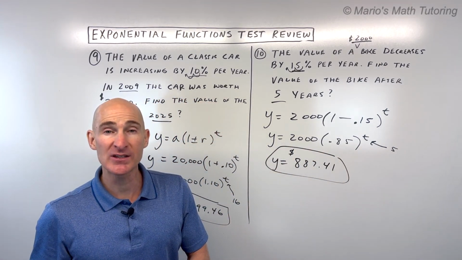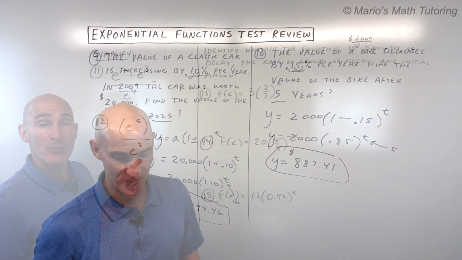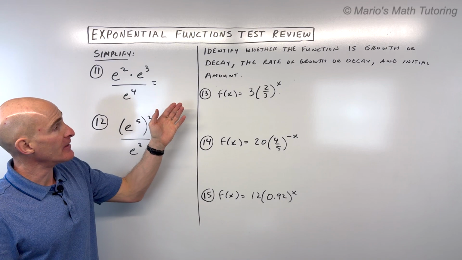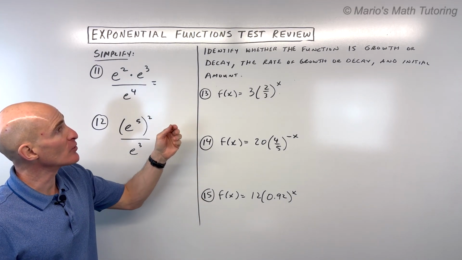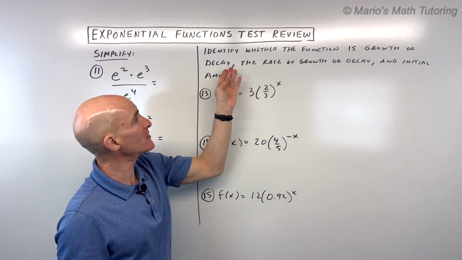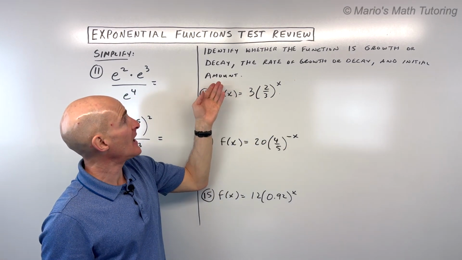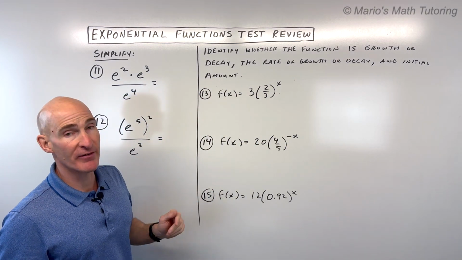So let me erase the whiteboard. Let's go to the next group. For number 11 and number 12, see if you can simplify these expressions. And then for 13, 14, and 15, we're going to decide whether the function is growth or decay, the rate of growth or decay as a percentage, and the initial amount with these 3 functions.